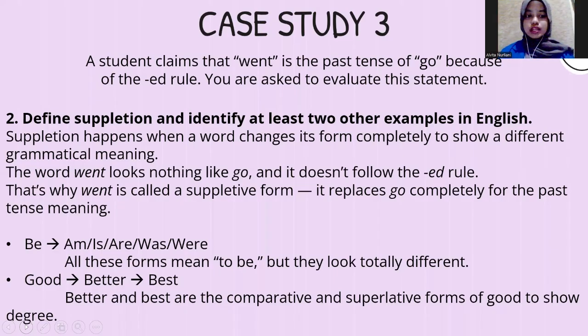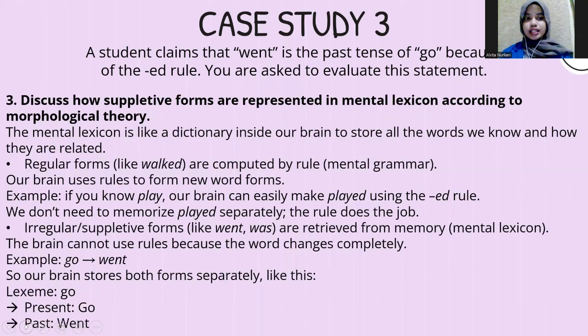In the word be, there are am, is, are, was, or were, and all these forms mean to be, but they look totally different. And in the word good, the comparative is better, and then the superlative is best, to show degree. And number 3, discuss how suppletive forms are represented in the mental lexicon according to morphological theory.